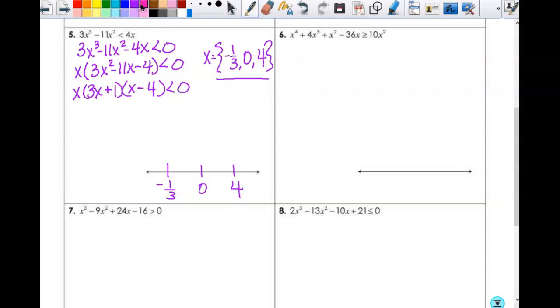All right, so then are these open or closed? Open. Good, because this is not an or equals to. So open, open, open. All right, so then from negative infinity to negative 1/3, I could choose like negative 1, right? So negative 1, how many terms do I have to substitute this into? 3. Don't forget about this guy. There's 3 things here. So negative 1, that would make that negative. Negative 1 in here is going to make that negative, negative. So overall, that is negative.